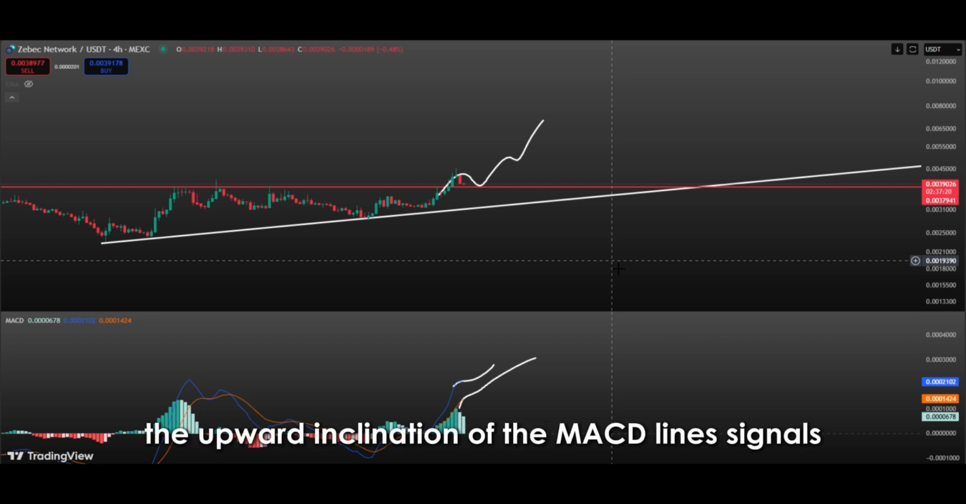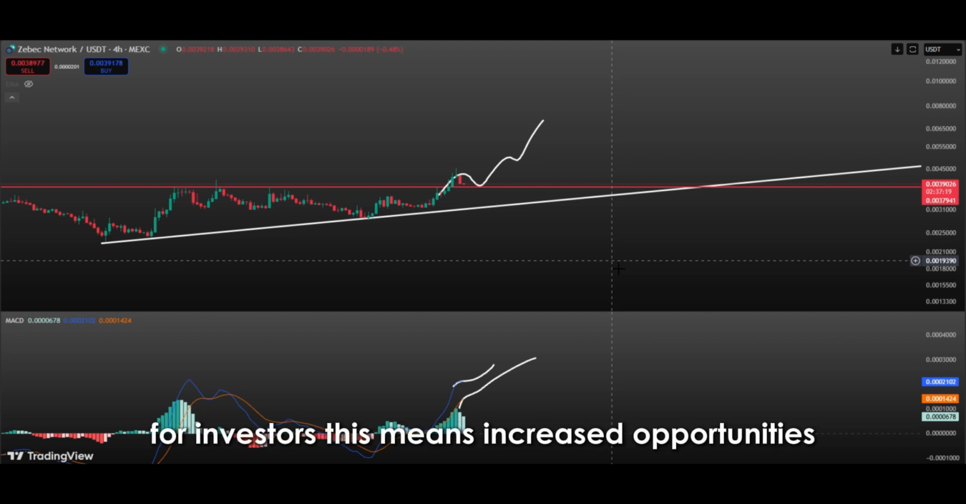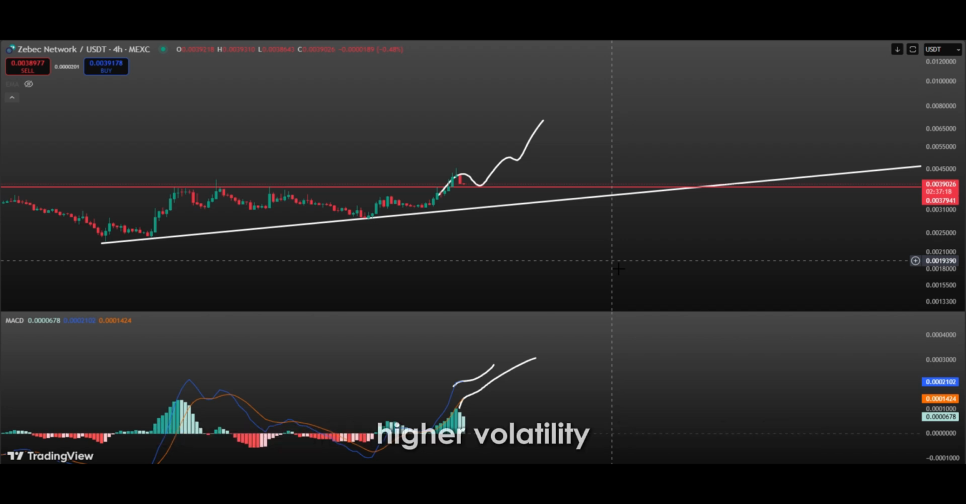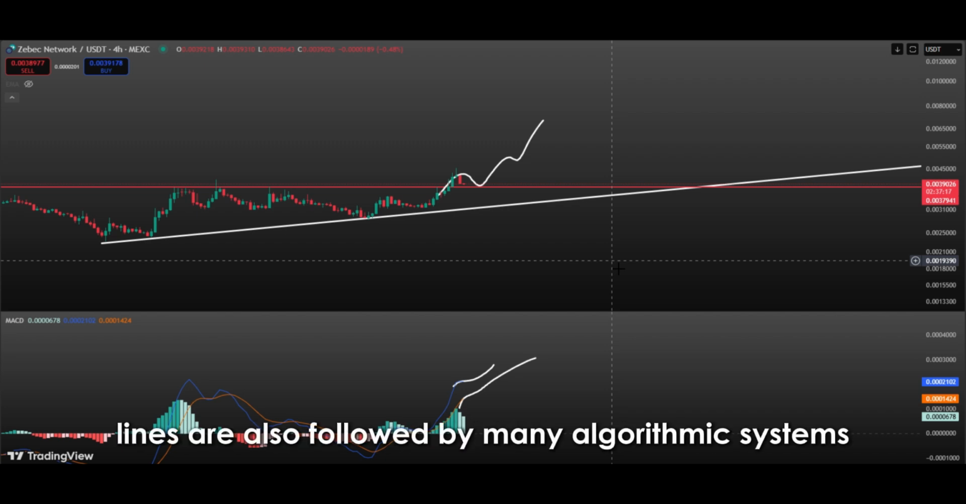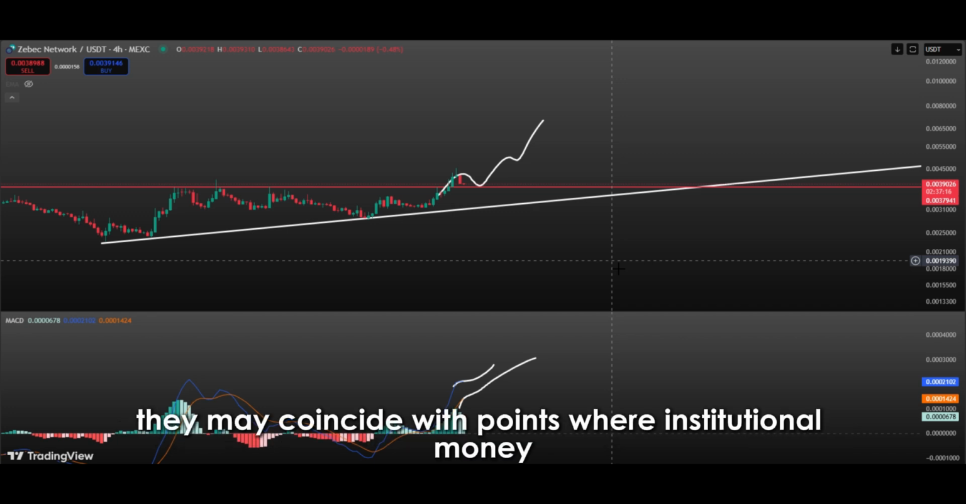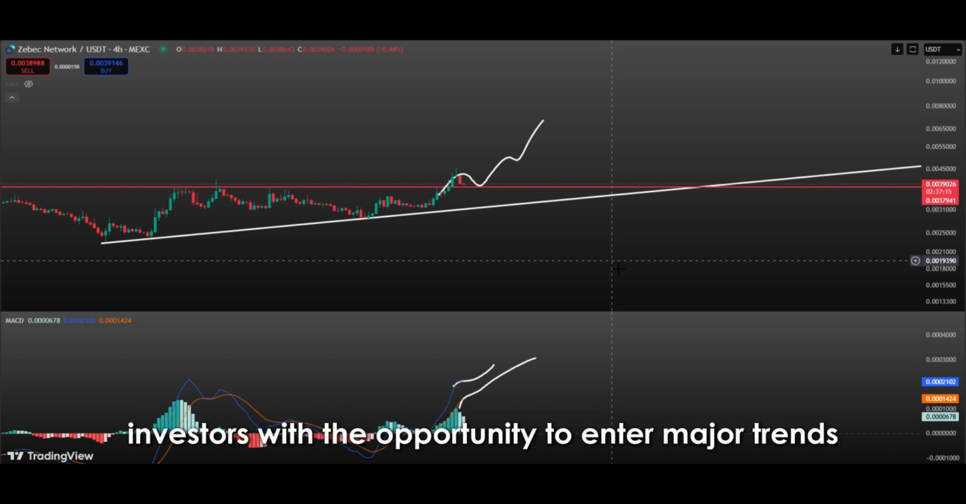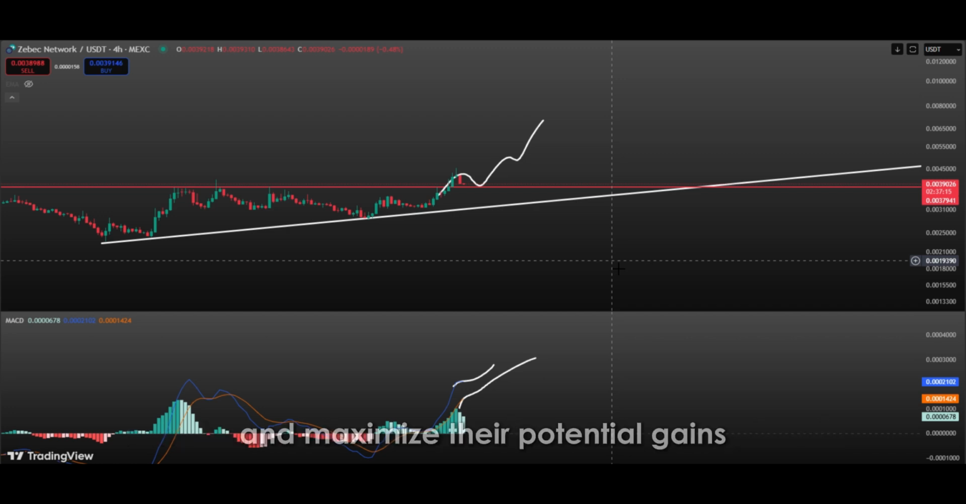The upward inclination of the MACD lines signals not only a price increase, but also a shift in market structure. For investors, this means increased opportunities, higher volatility, and potentially greater returns. Because positively strengthening MACD lines are also followed by many algorithmic systems and automated trading mechanisms, they may coincide with points where institutional money and large buyers enter the market. This presents retail investors with the opportunity to enter major trends and maximize their potential gains.